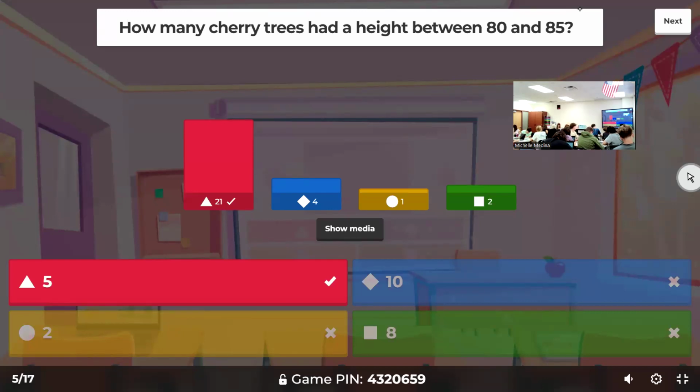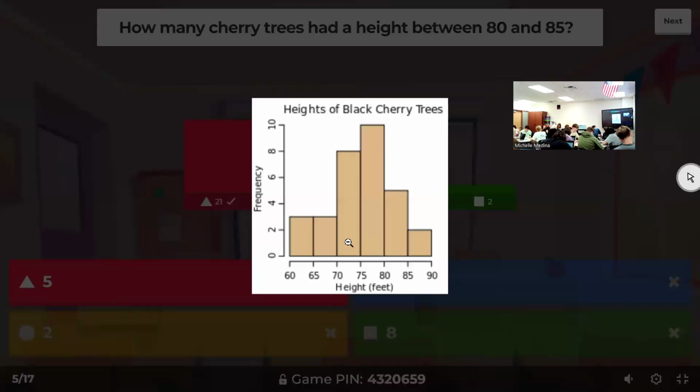Okay. So again, looking at a histogram, this time since it gave us an interval, you should be able to tell me how many fall within that interval. It's this bar that tells me that between 80 and 85, it had a frequency of 5. This y-axis is labeled, but if it's not for some reason, know that in histograms the y-axis is always the frequency, like how often a cherry tree fell within that interval. Questions, comments, concerns?